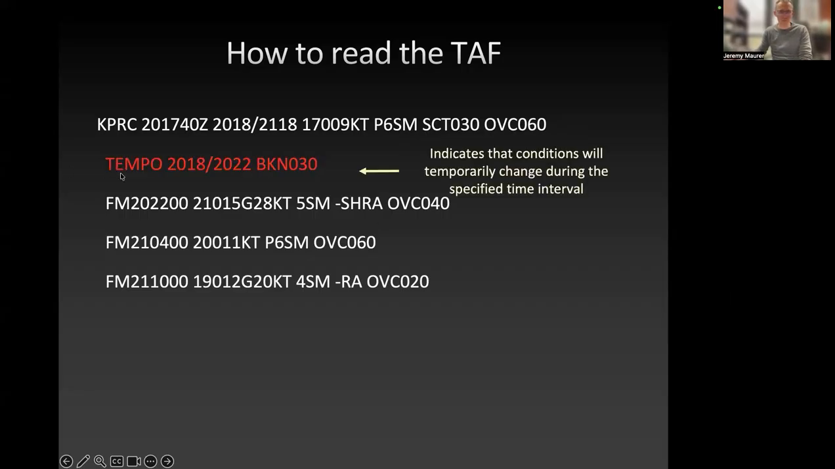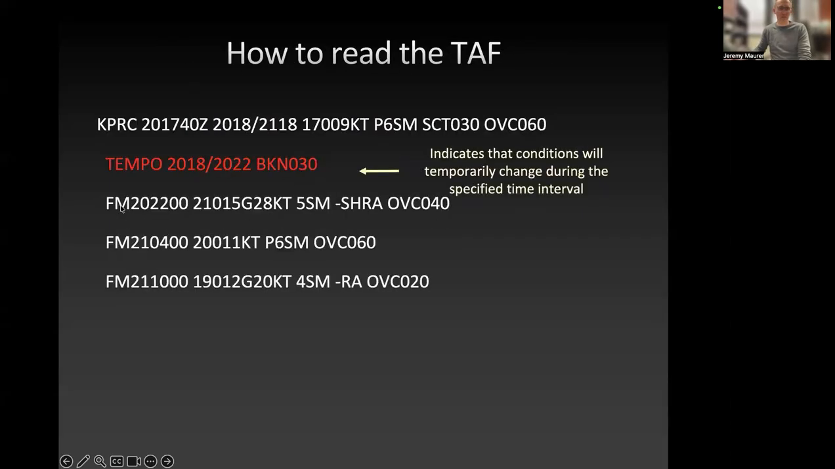Tempo. Tempo indicates that conditions will be temporary during a particular time period, and then they might go back to the way that they were. So here you can see this forecast starts at 2018, so 1800 hours on the 20th. This particular 4-hour time period, we're going to have broken clouds at 3,000 feet instead of scattered. So there'll be a few more clouds, and then it will presumably go back to the way that it was, unless we're modified by our next forecast time period. So this tempo means just a temporary change during that specified time interval, broken clouds.